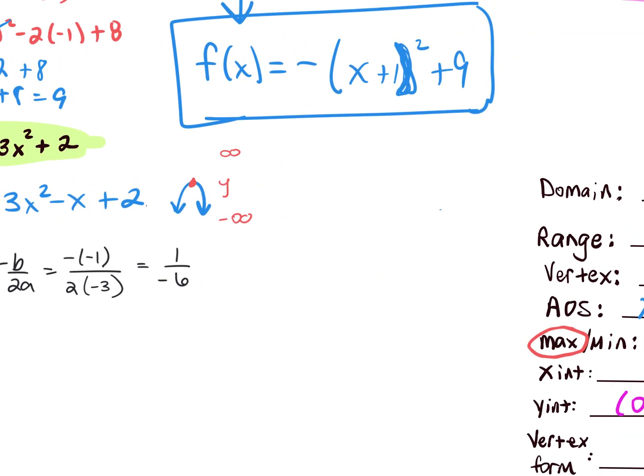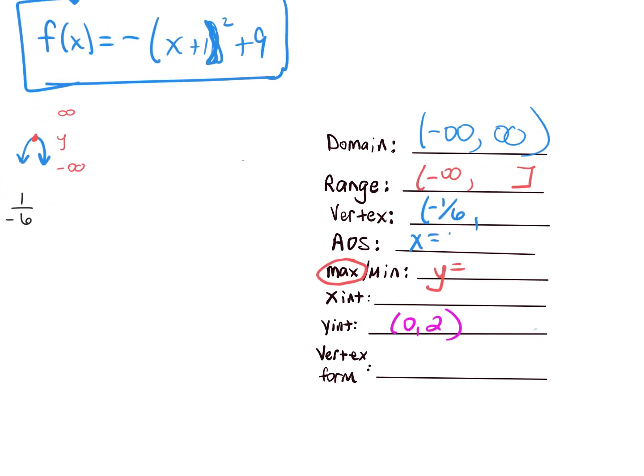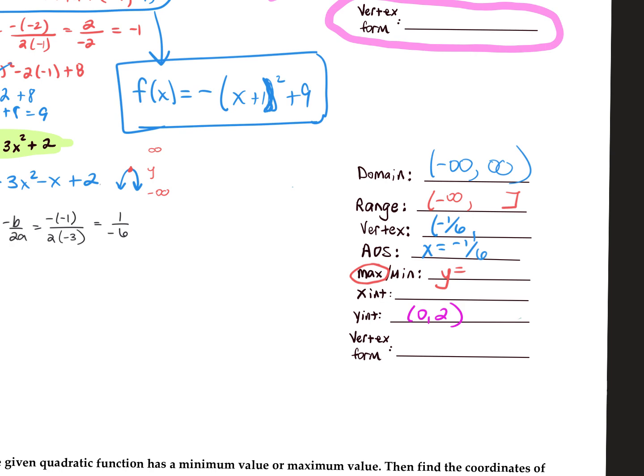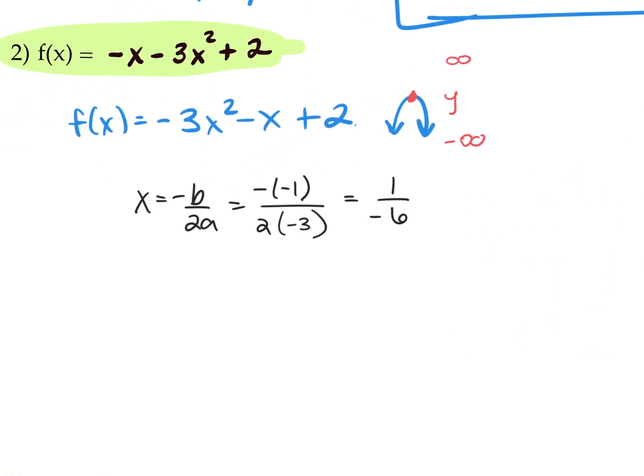Go ahead and plug it in here. Negative 1/6. Negative 1/6 is the x part of your vertex. Where else can I put negative 1/6? The axis of symmetry. Negative 1/6. Your axis of symmetry is x equals. Your max and min is y equals. So now what do I do with this negative 1/6? I have to plug it in to my polynomial. Is this going to be fantastic? No, but you guys will be fine.